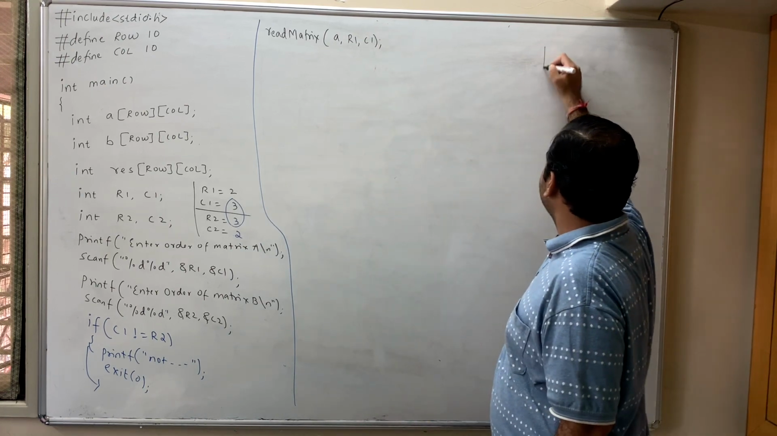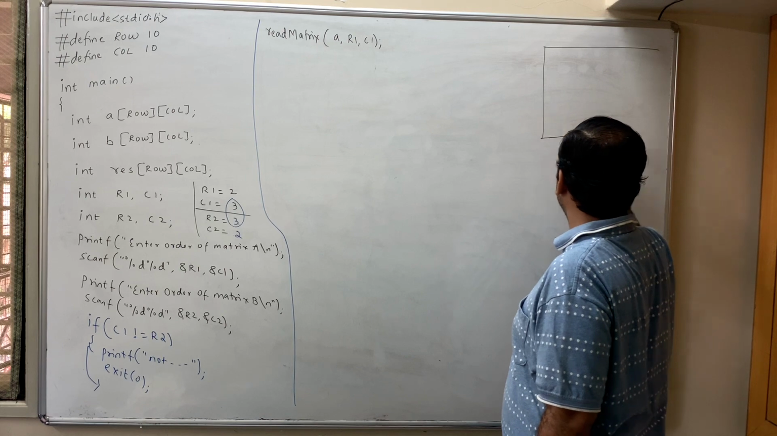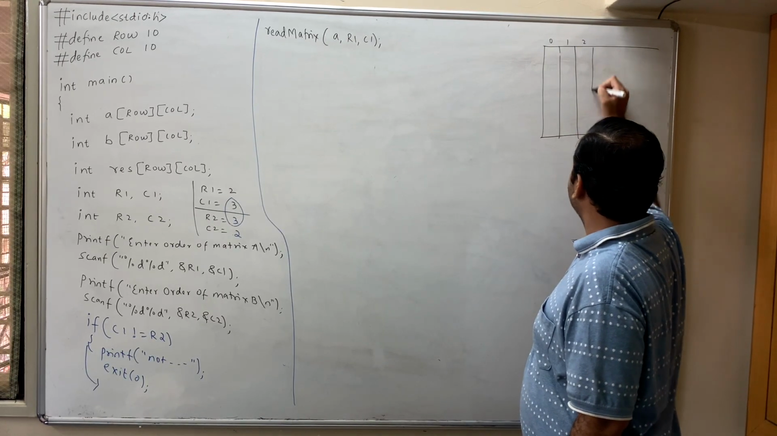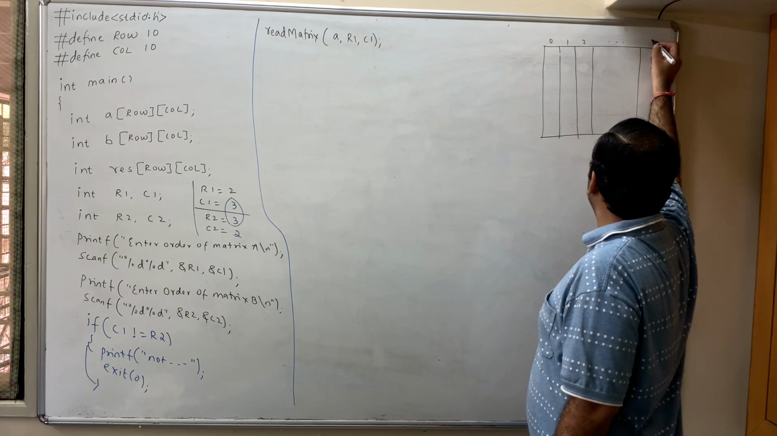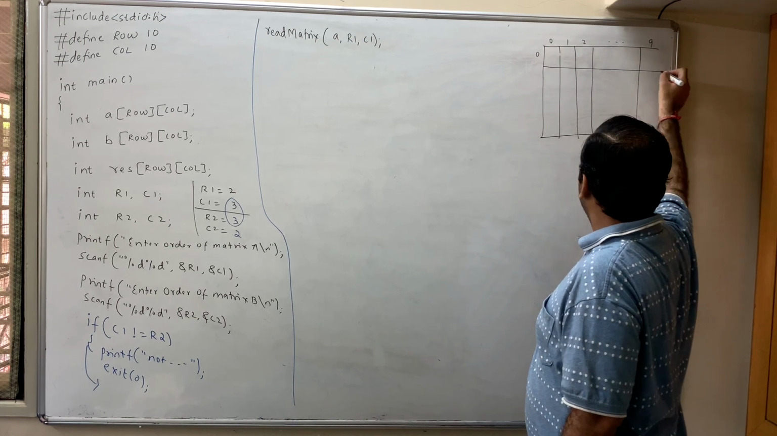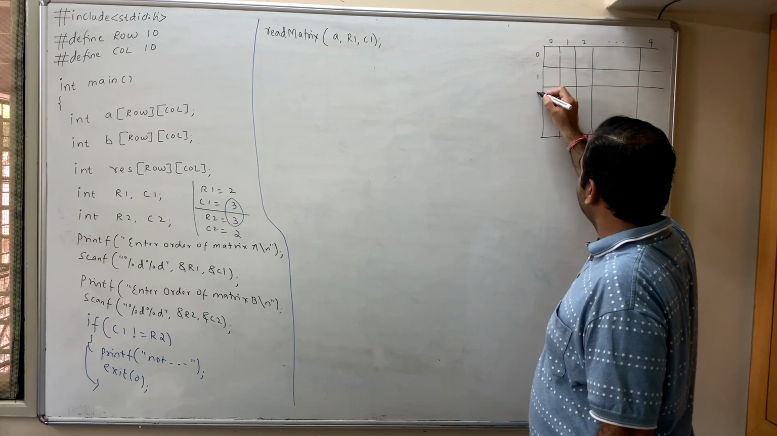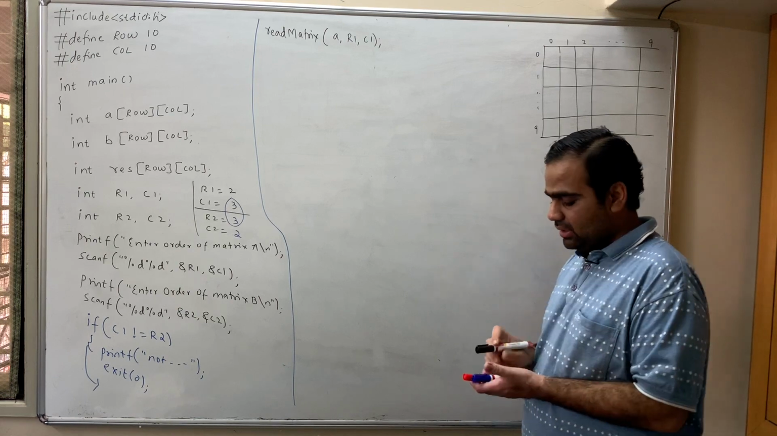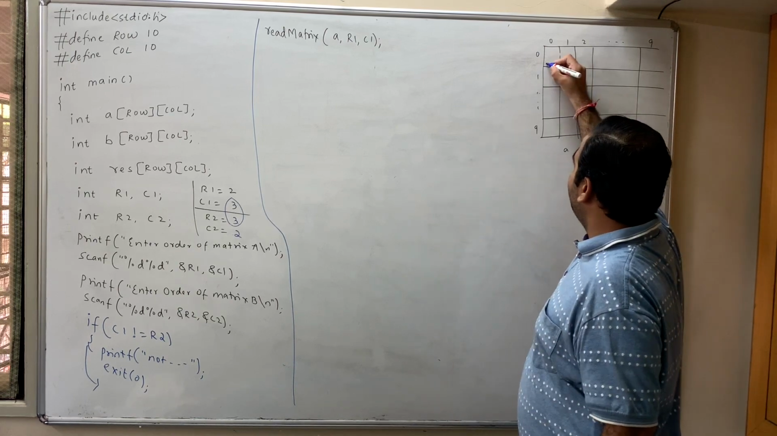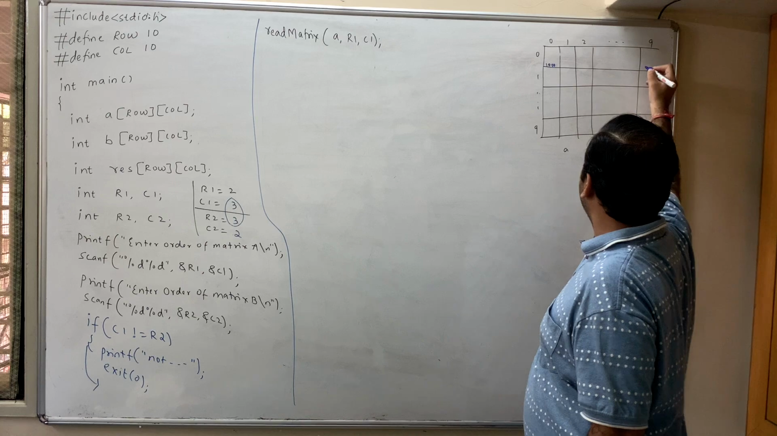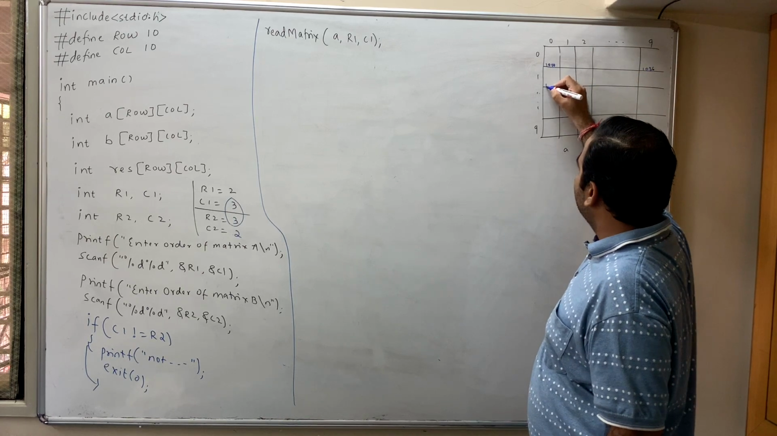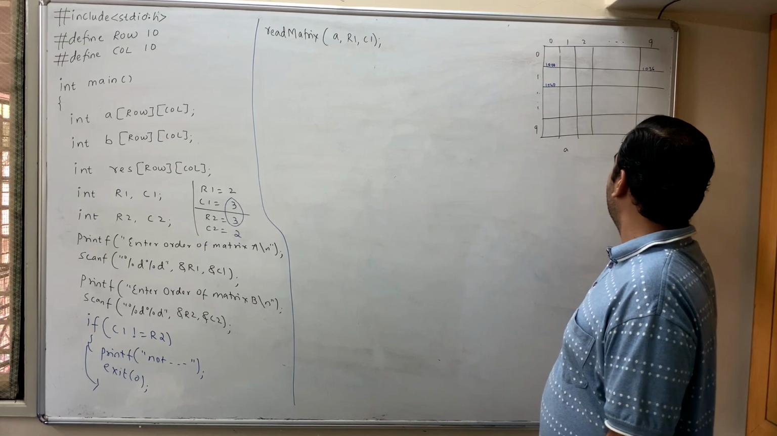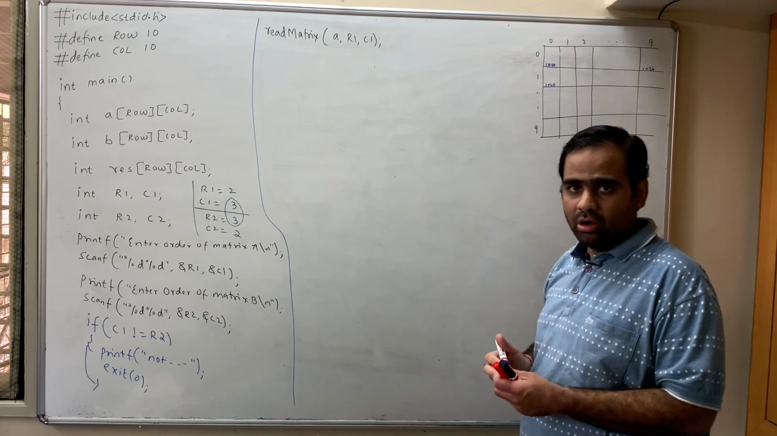Now what will happen? This is matrix A in the main scope. It is of order 10 cross 10. Let the base address be say 1000, this is 1004, 1008 and so on up to 1036, this is 1040 and so on. What is the order? It is 2 cross 3, that means I have to read 2 rows and 3 columns.